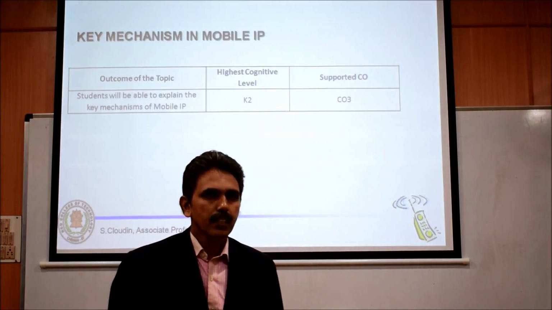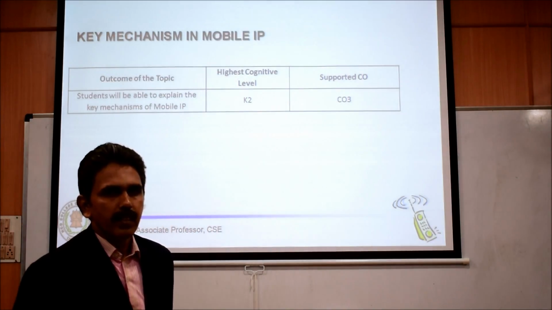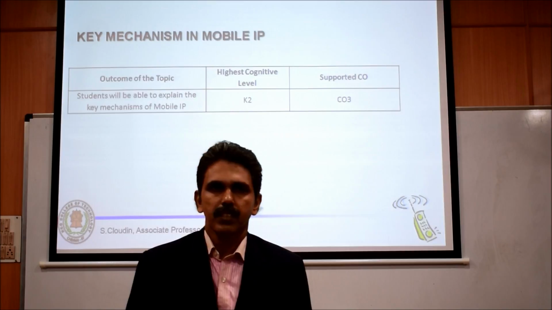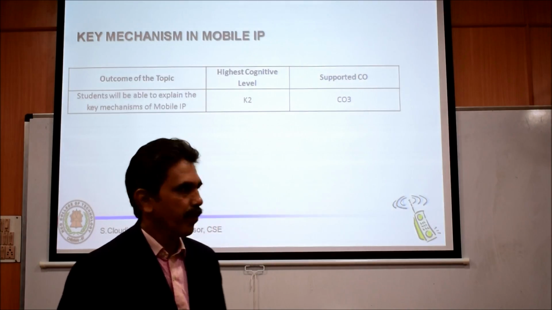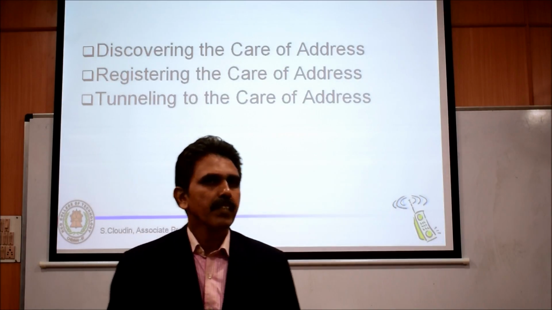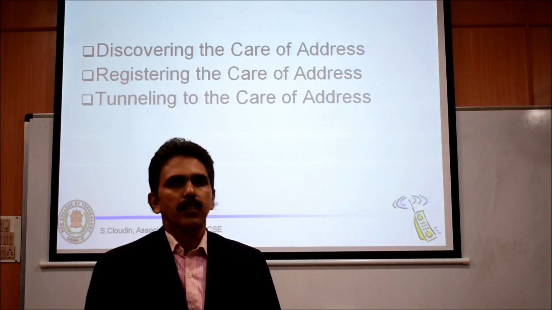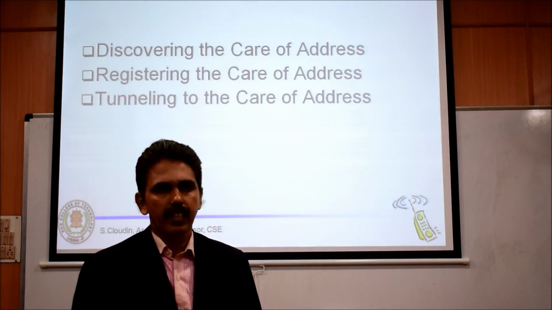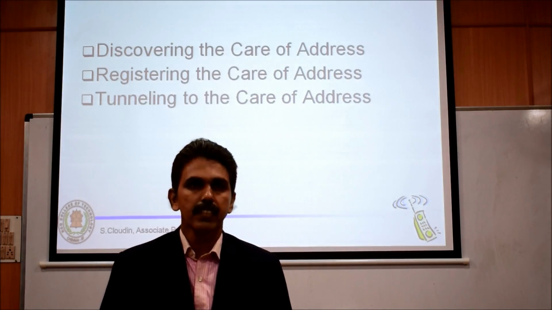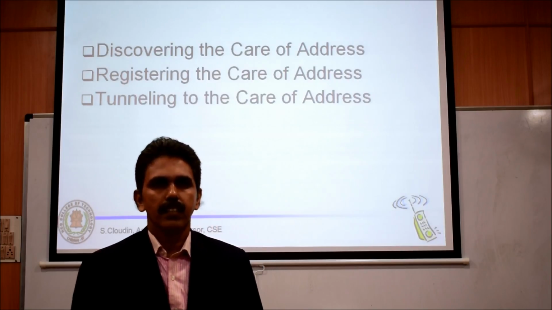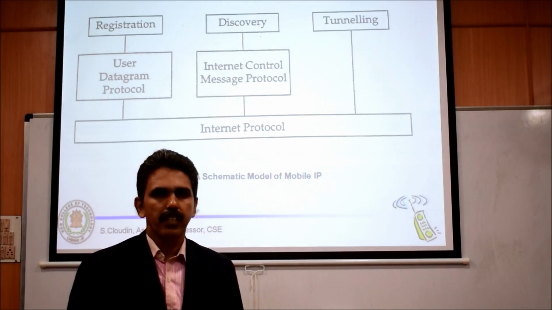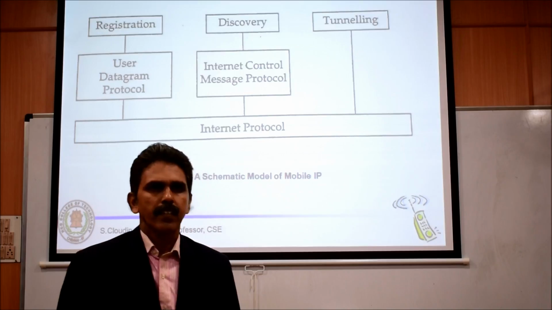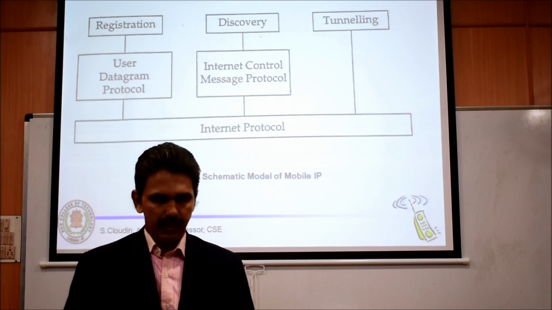Now we can discuss the important key mechanisms used in mobile IP. We have three important mechanisms. One is discovering the care of address, the next one is registering the care of address, and the third important thing is tunneling to the care of address. So this is the representation.